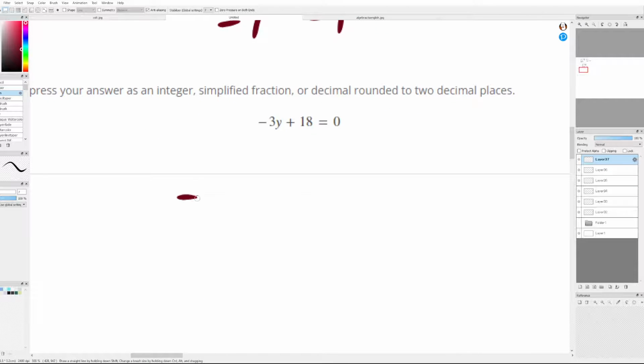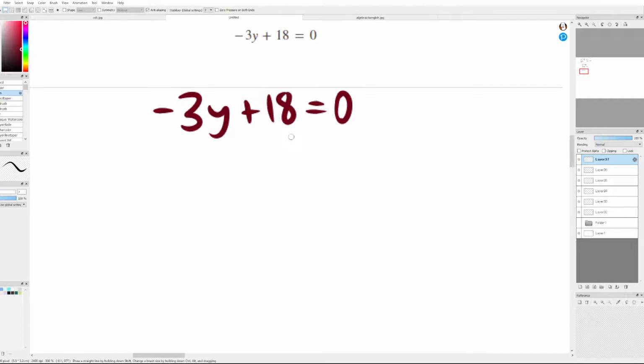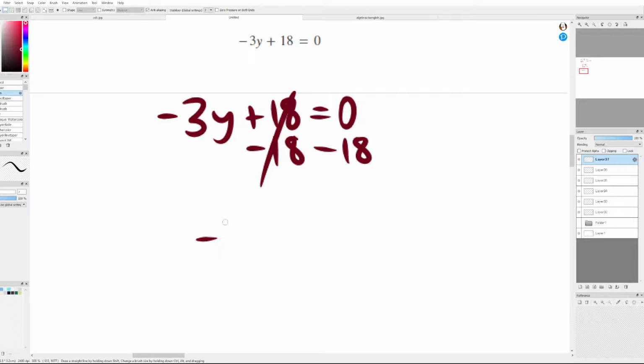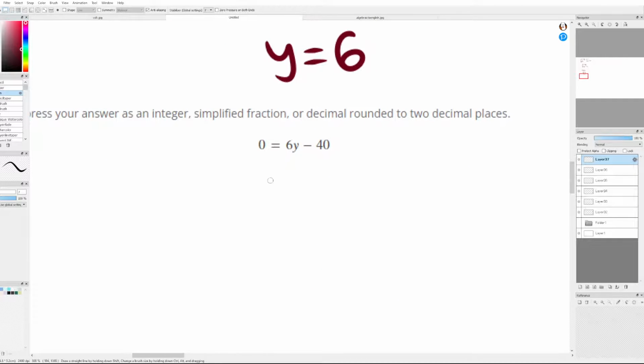The next question we have is negative 3y plus 18 equals 0. And again, we're just doing examples because I think the more practice you get, the more intuitive it will come to you. So we want to subtract 18 from both sides to get rid of the 18. And then we have negative 3y is equal to negative 18. And we can divide both sides by negative 3. And that gives us y is equal to, I'm blanking. Sorry, 6. Positive 6. Can't believe I forgot that one. That's one of the easier ones.